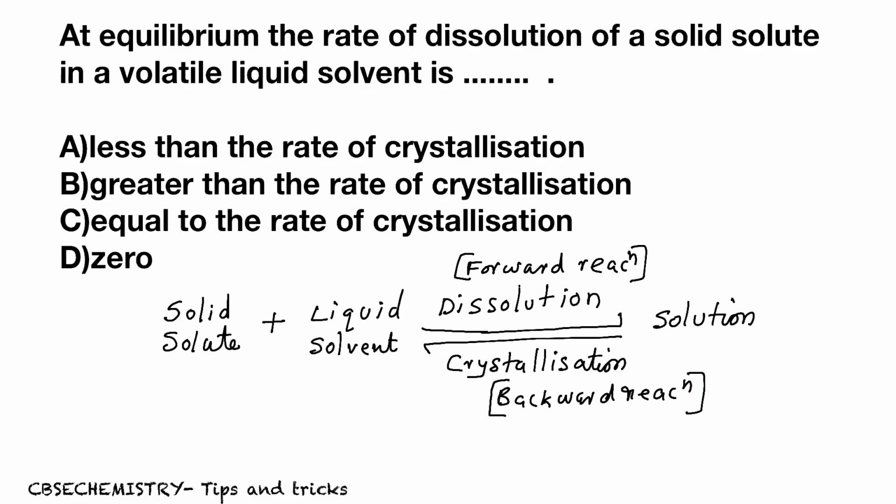And we clearly know at equilibrium, what is the speciality? The rate of forward reaction, dissolution, becomes equal to the rate of backward reaction, that is crystallization. Correct? Rate of dissolution becomes equal to rate of crystallization. So what is the right answer? Option C. Hope all of you understand. Option C is the right answer.